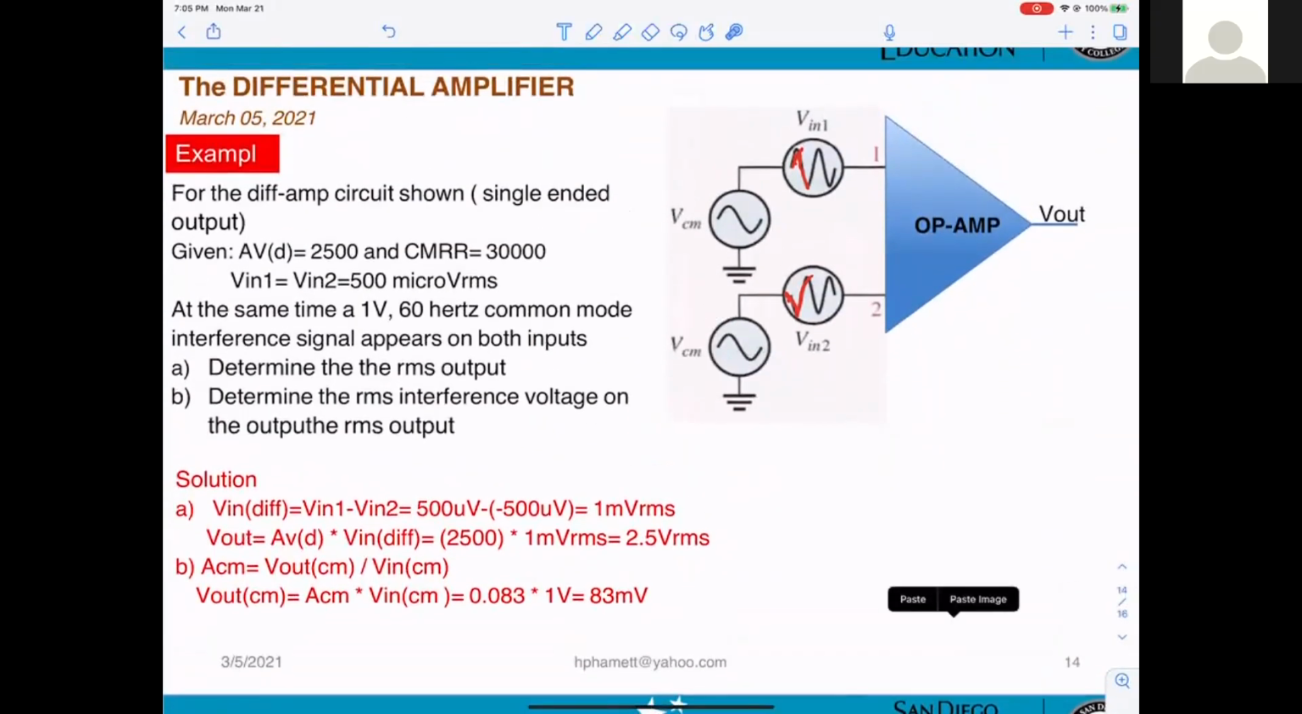Thank you. You're welcome. Okay, this is an example. You get this common mode, the noise. This is your signal. Now they apply both, not only one. However, pay attention to that one.